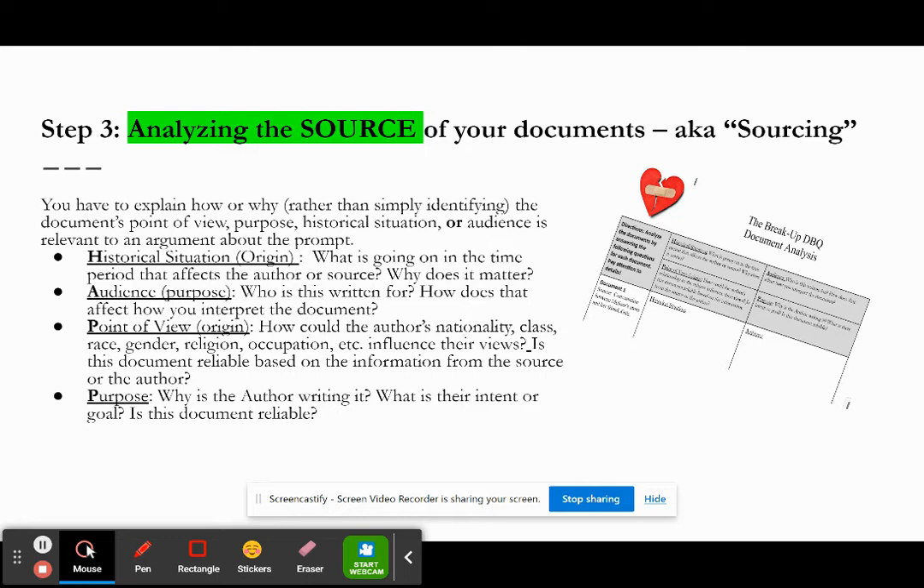Point of view. How can the author of the source's position, class, race, gender, religion, or occupation influence their views? Is this document reliable based on the information from the source or the author? So, is the person who created this reliable because of their bias or their point of view? Purpose. Why is the author writing it? What is their intent or goal? Is this document reliable? So for each document, you're going to try and analyze it according to at least 2 of these. Try for 4, but at least 2.